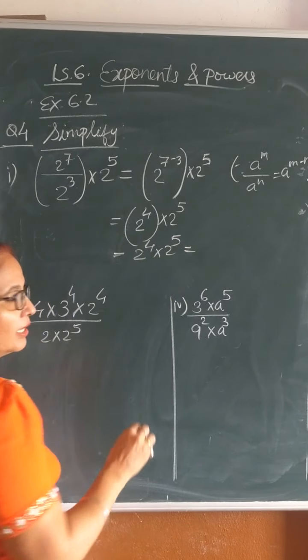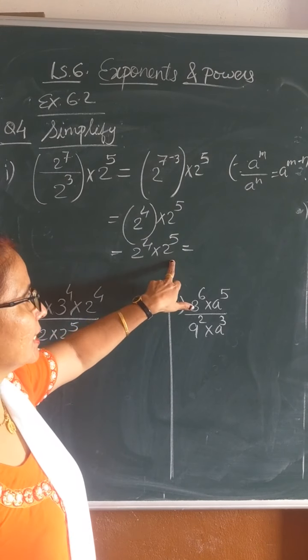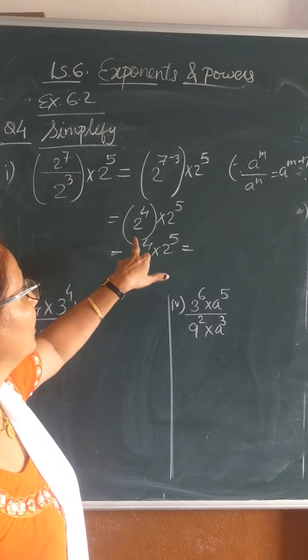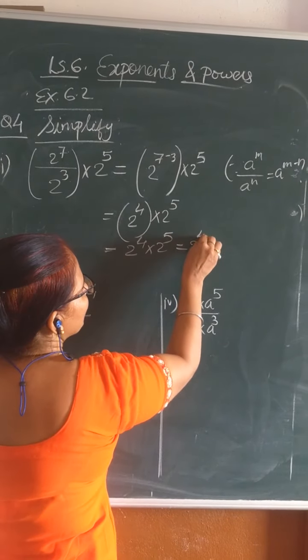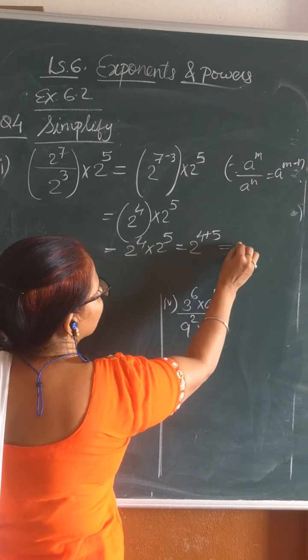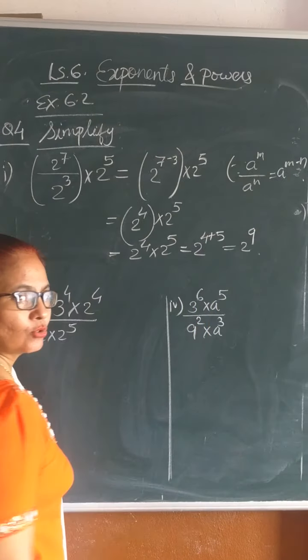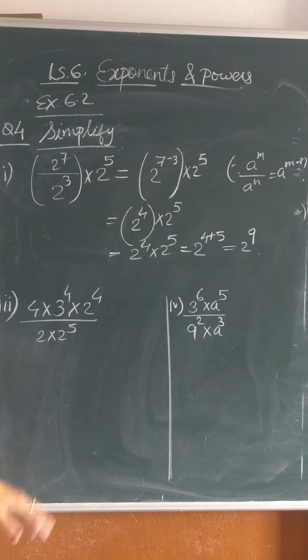Now children, again you can use the law. The base is the same and the multiplication sign is there, so you have to add the powers. So you will write 4 plus 5 and the answer is 2 raised to the power 9. Easy? Now let's see the second example.